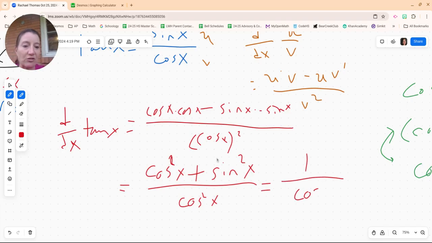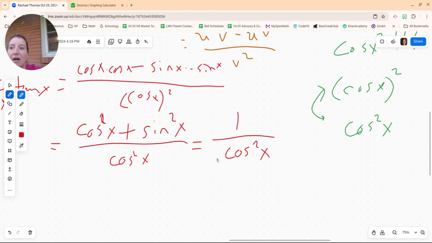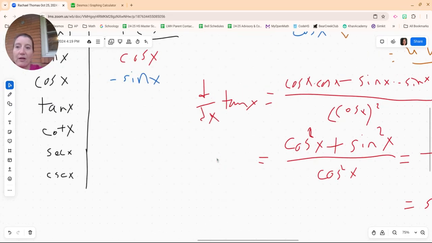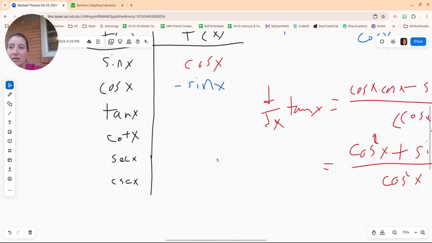I will be happy to show you why that trig identity holds true at any time if you would like me to, just not right now because we're focused on the derivatives. And now 1 over cosine is another name for secant, so the most common way we look at this derivative is as secant squared. The derivative of tangent is secant squared. Fantastic.